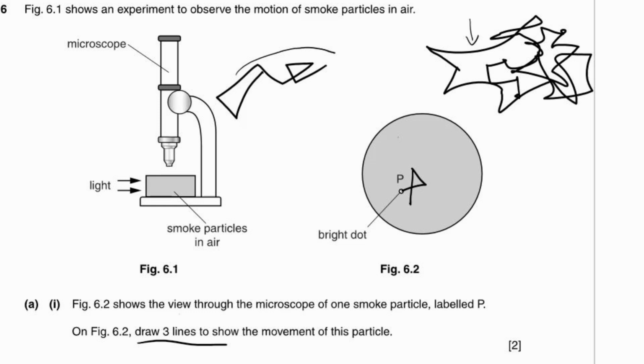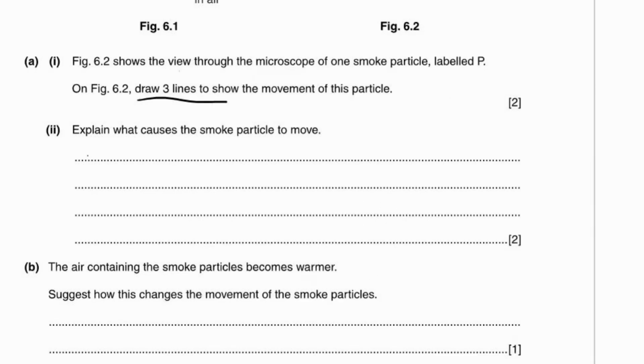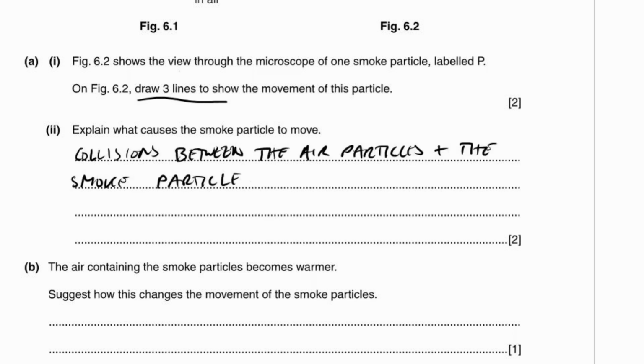3 straight lines showing the movement of the particle. A, part 2. Explain what causes the smoke particle to move. Well, it moves because of all the collisions between the air particles and the smoke particle. Every time an air particle comes in and hits the smoke particle, the smoke particle rebounds, it recoils, moves off in another direction in another straight line until it gets hit by yet another air particle.